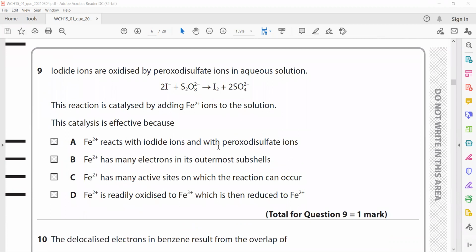Iodide ions are oxidized by peroxodisulfate ions in aqueous solution. This reaction is catalyzed by iron(II). So if you are using aqueous iron(II) ions as a catalyst, it means they should be oxidized and reduced readily or easily. So the option: iron(II) can be readily oxidized to iron(III) and then iron(III) can be reduced. So overall, before and after the reaction, we have iron(II) ions.